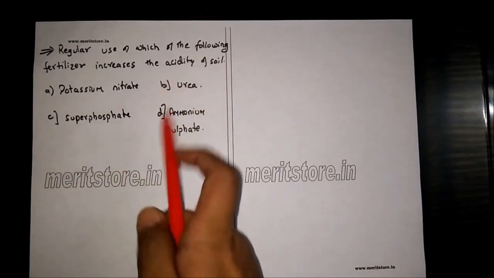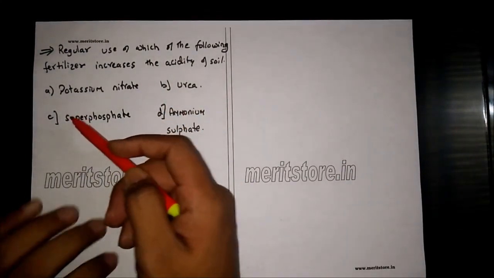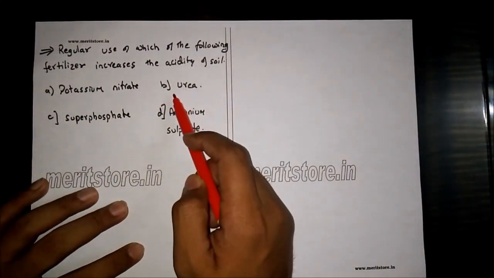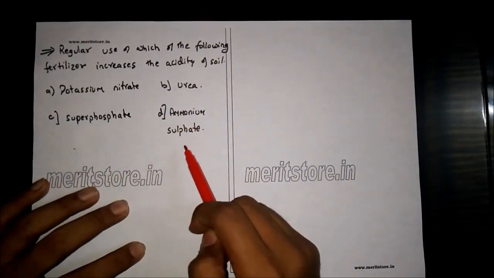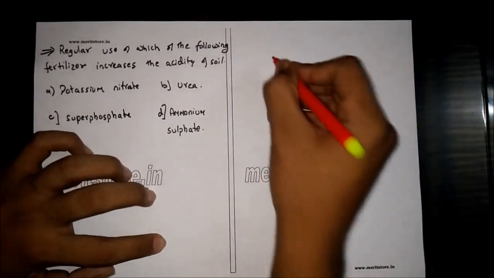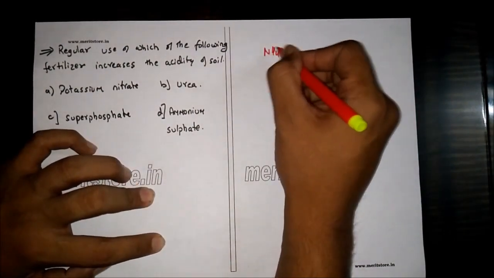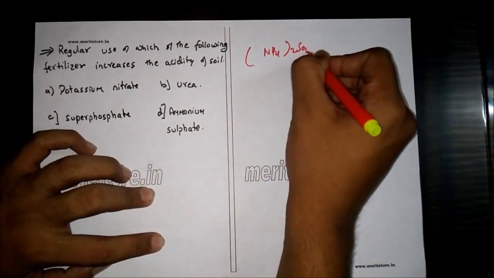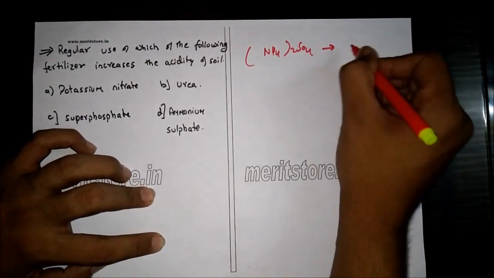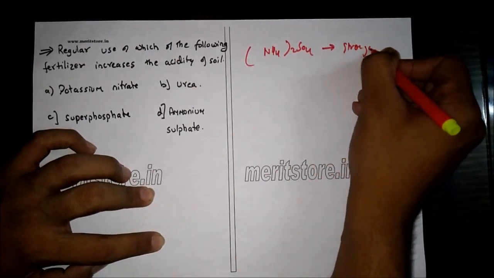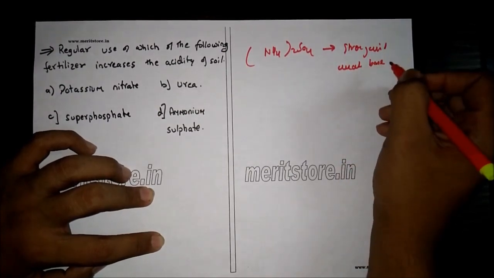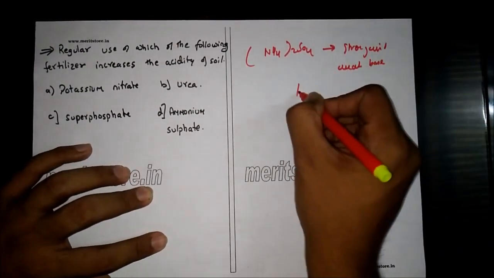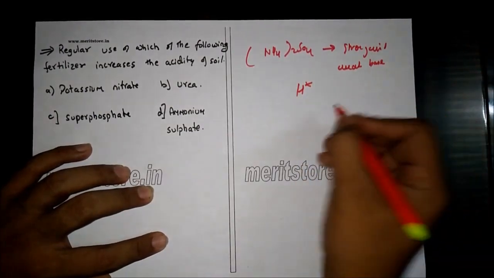Use of which of the following fertilizer increases the acidity of soil? A. Potassium nitrate, B. Urea, C. Superphosphate, or D. Ammonium sulfate. Now, ammonium sulfate, which is (NH4)2SO4, is a salt of a strong acid and a weak base. Therefore, on hydrolysis, it will produce H+ ions. This will increase the acidity of the soil.